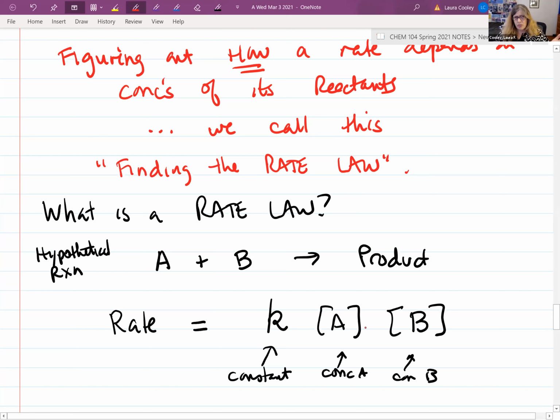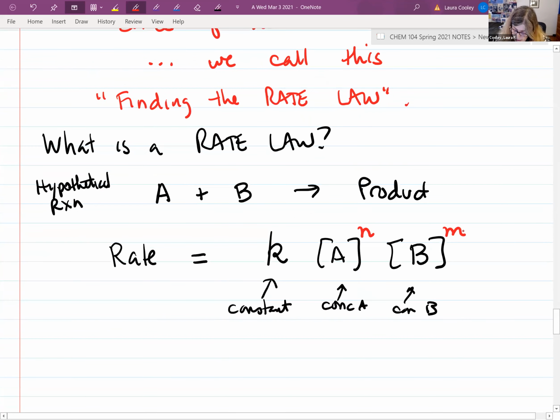Right here, we just have concentration of A. That's the same as A to the 1. In fact, it could be raised to a small power like 0, 1, or 2, or even 3. And the same is true for the B. So what I'm saying here is that the rate is going to be proportional to the concentration of each reactant raised to a small whole number power. So these are small whole numbers.